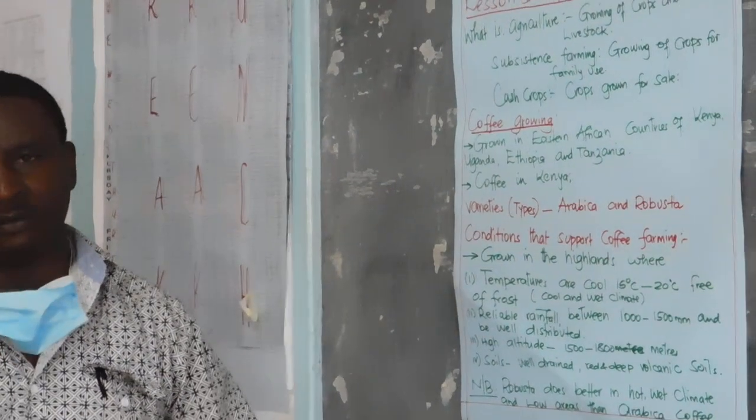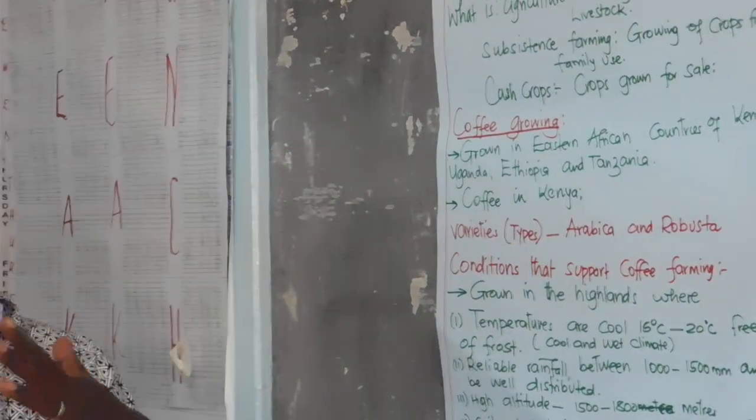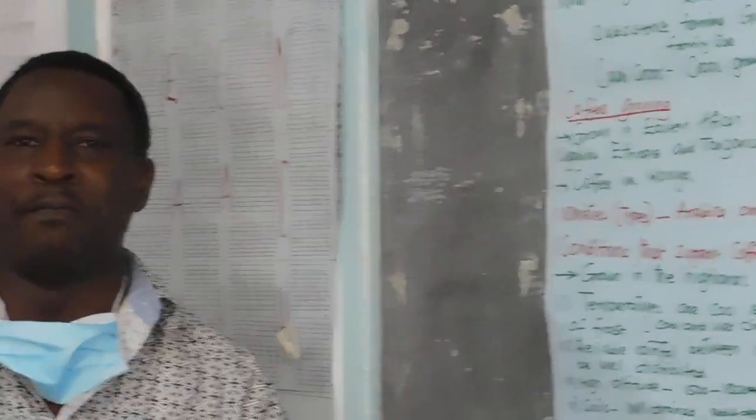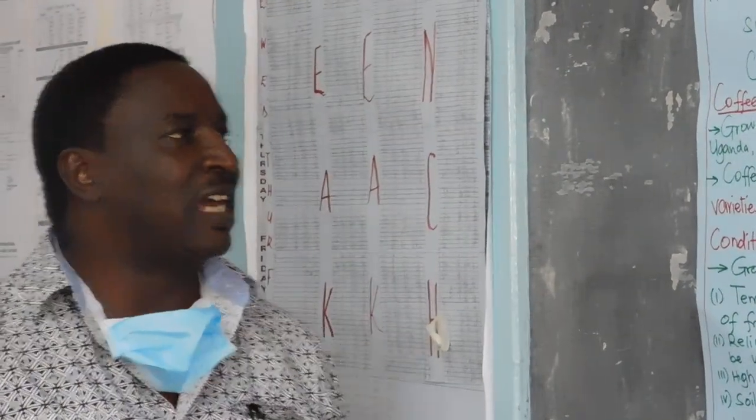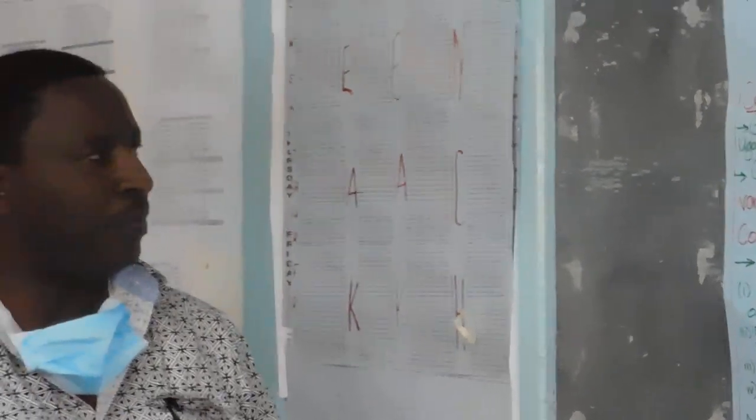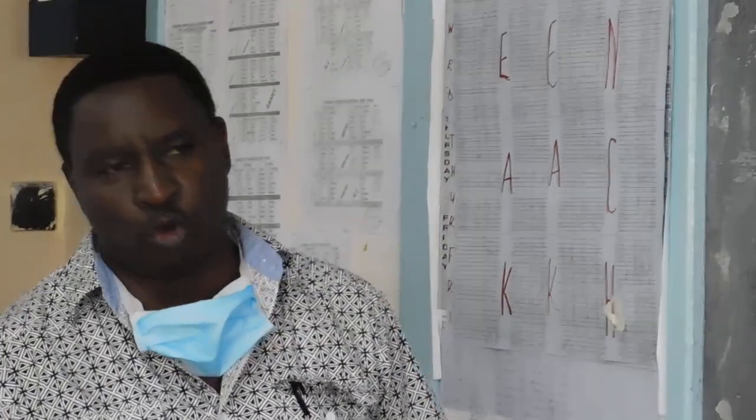Cash crop farming is growing crops for sale. You may decide to grow the same maize, but this one in particular for selling. That is a cash crop. Specifically today we're going to deal with coffee growing, and coffee is sweet for our beverages.